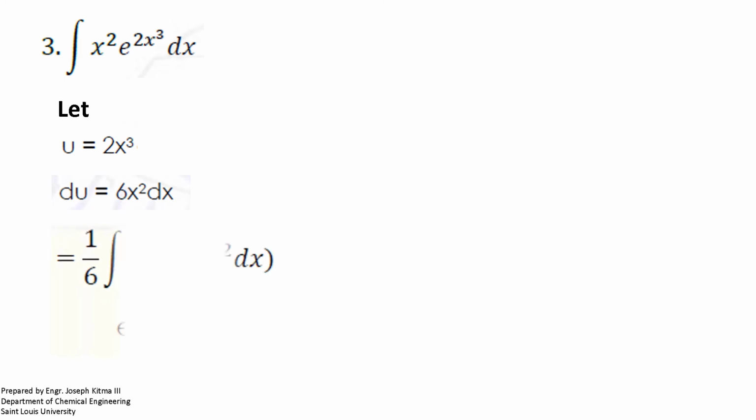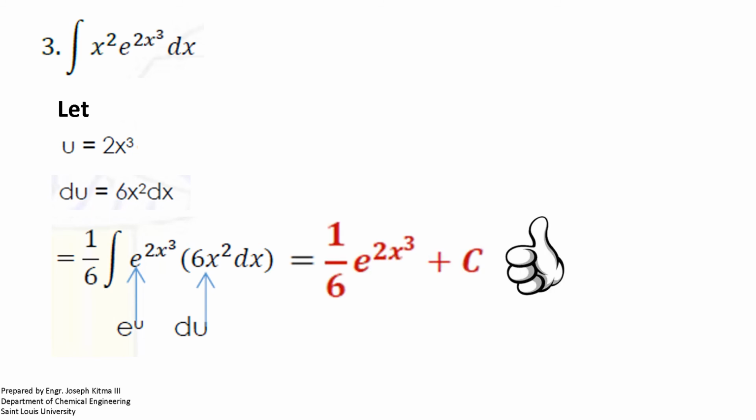We only need to introduce a correcting factor of 6 to the differential and 1/6 before the integral sign. So 6 will be introduced into the integrand. The reciprocal of 6 is 1 over 6. That will be our correcting factor placed before the integral sign. So we have corrected already our integrand, so we could just simply apply the formula and our answer will be 1 over 6 e raised to 2x cubed plus the arbitrary constant c.